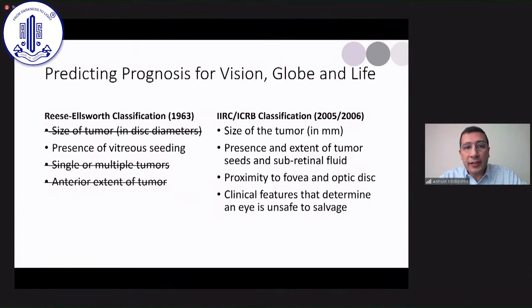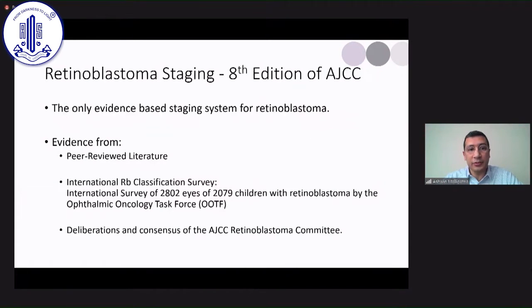We did not consider older systems such as the Reese-Ellsworth classification, which had the size of tumor described in disc diameters, and whether there were single or multiple tumors, and whether the entire anterior extent of the tumor was involved. These were not considered in this system as individual risk factors. So right now the AJCC is at its 8th edition, and currently is the only evidence-based staging system for retinoblastoma.